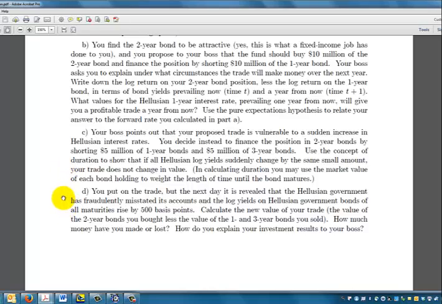In part D, you're asked to consider what happens if there's not a small change but a large change in bond yields. What happens to the value of your trade? Okay, so those are the 4 parts of the question.